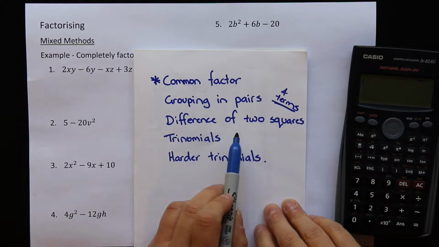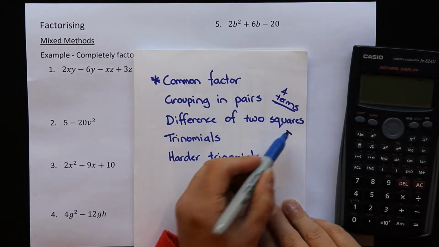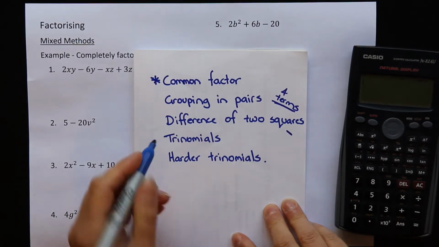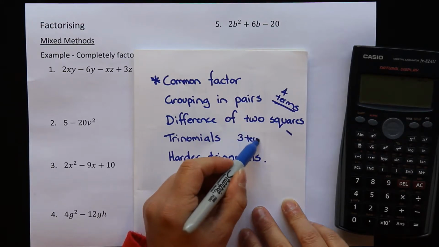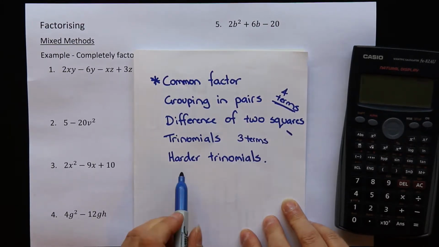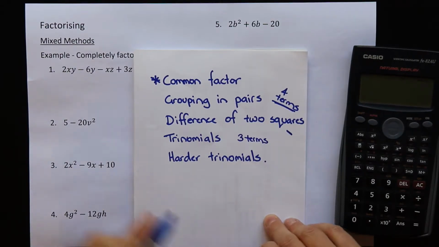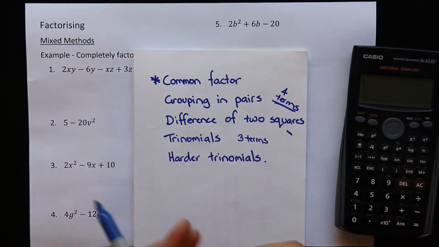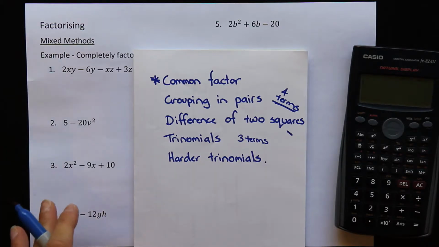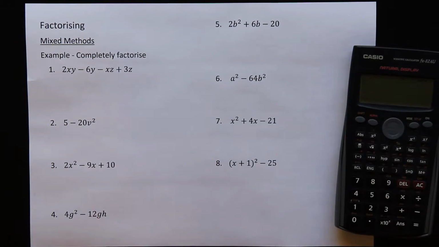Difference of two squares usually only has two terms and has the minus sign in the middle. Trinomials have three terms. And the harder trinomial has a number in front of the x squared that you can't factorize away using a common factor. Alright, so that is just a bit of a guideline to help you identify what method to use when. So here are the questions.